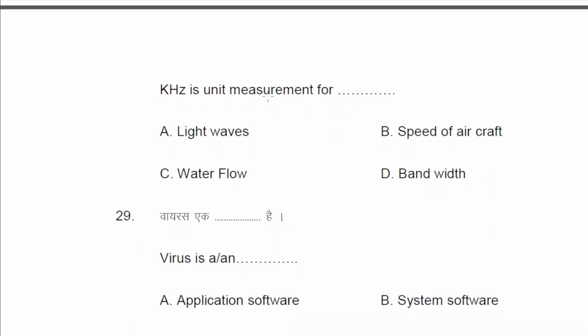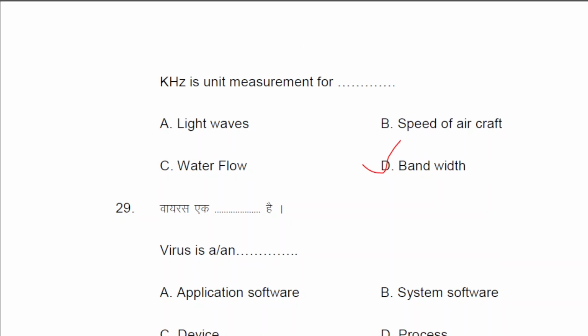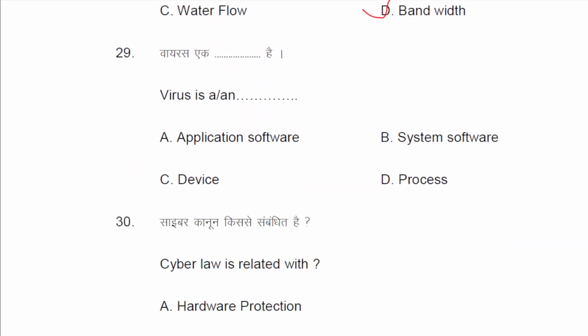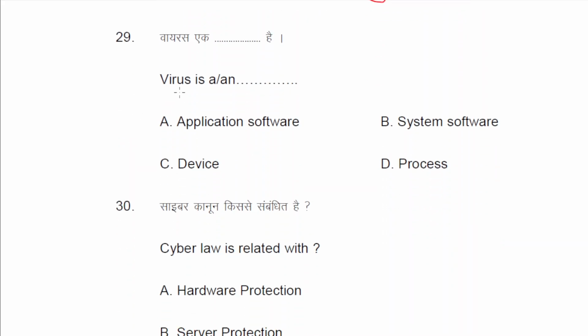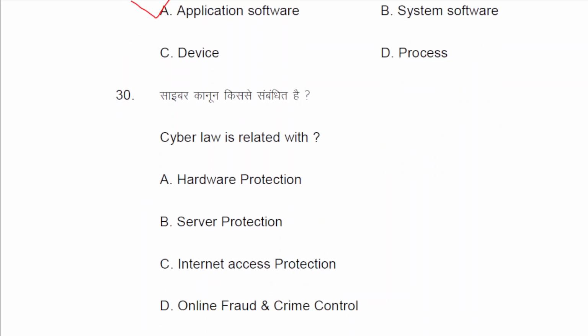KG is unit measure for, mainly we will be using it for bandwidth, but I need to check this answer. But mostly it is bandwidth. Virus is application software, it's not a system software, it's not a device, non-process, just application software.